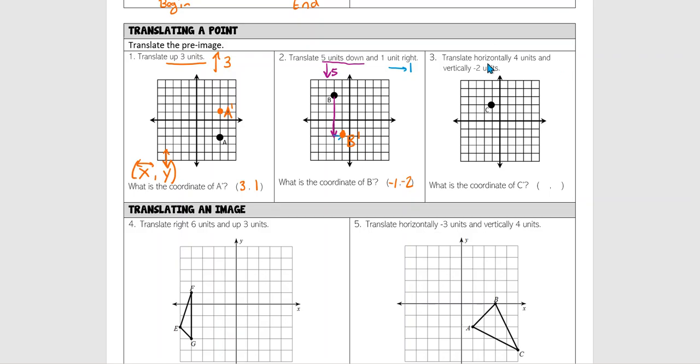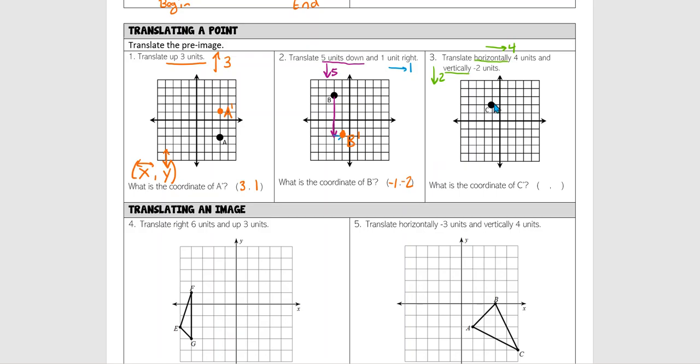The next one is asking the exact same thing, except we're using those words horizontal and vertical. So remember, horizontal is side to side, and since this is positive 4, we're going to go to the right 4. And then vertically is up and down, negative 2. Since it's negative, that means we're going down 2 units. So go ahead and pause the video and try this one on your own.